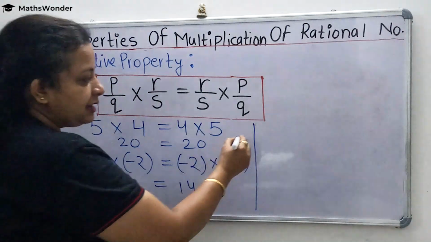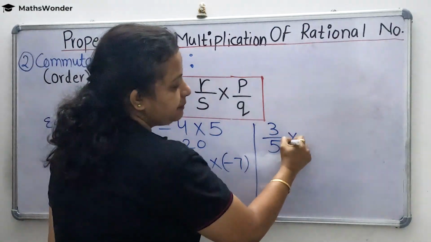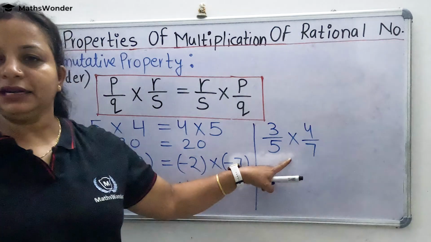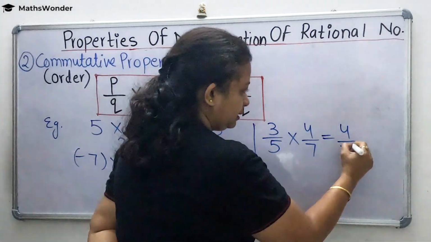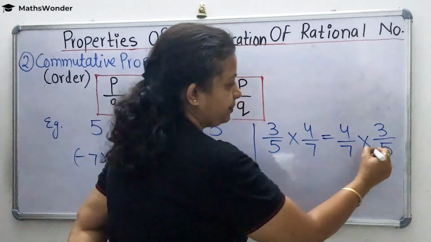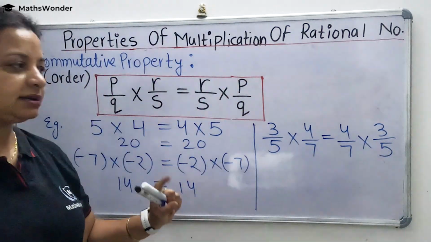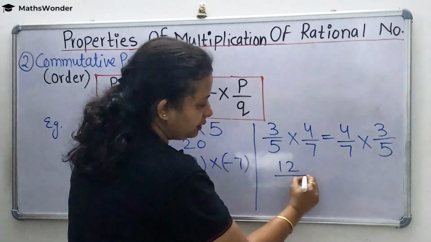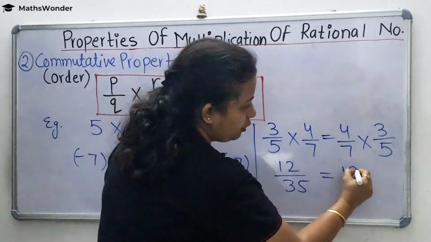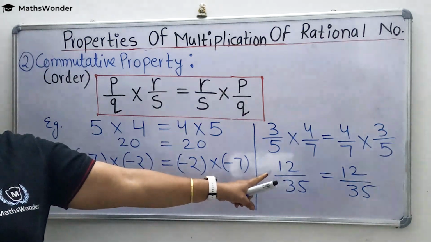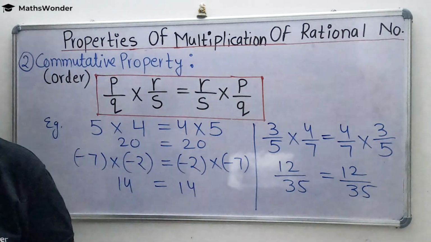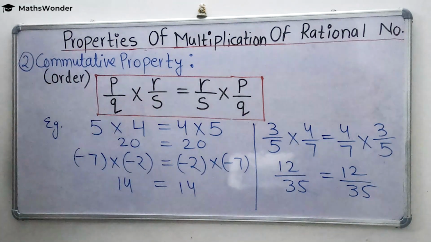Now take one example of rational numbers. 3 over 5 times 4 over 7, right? Both are positive rational numbers. If we change the order, then see, there will be no change in the answer in the product. So 12 over 35, 12 over 35. So yes, when you change the order, the answer remains the same. Okay? Any confusion? So the commutative property works in multiplication.